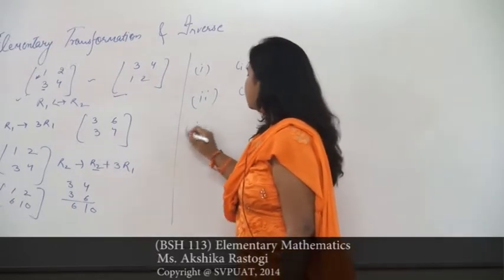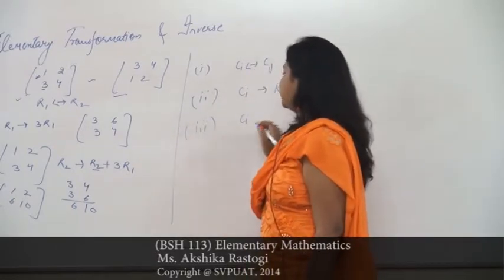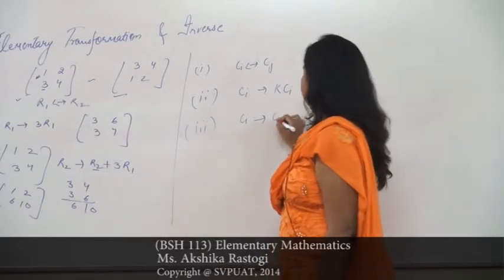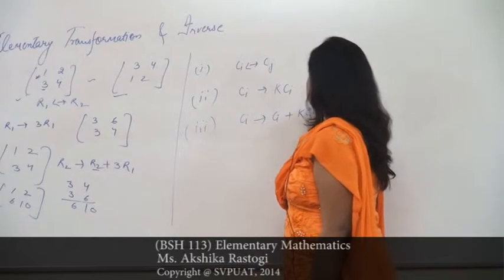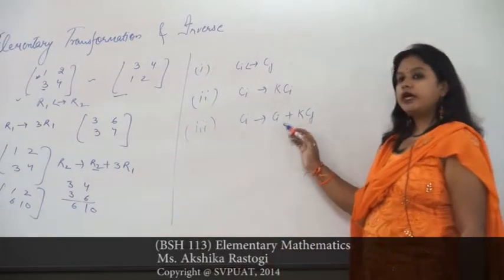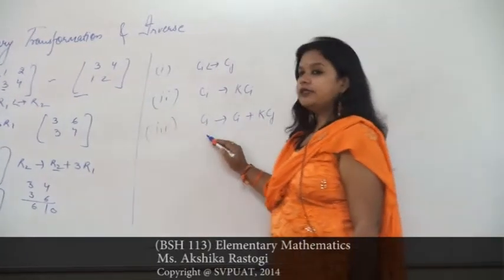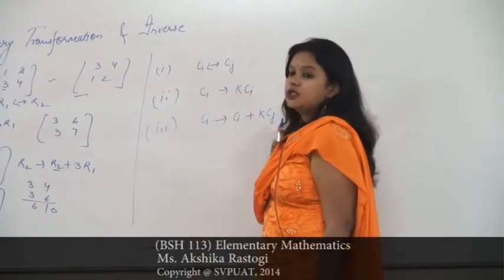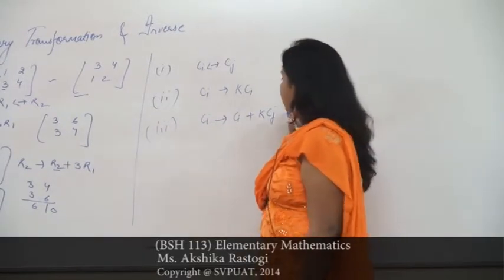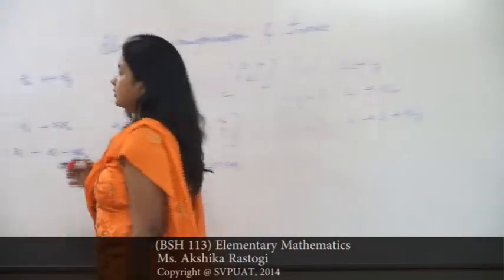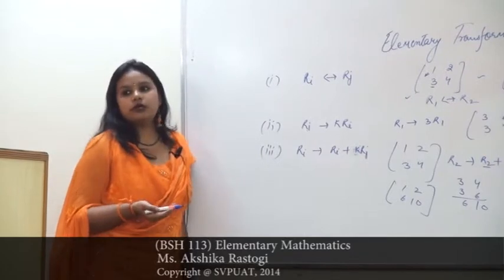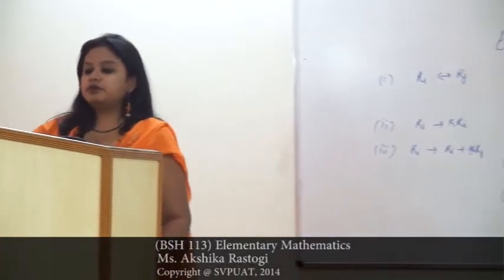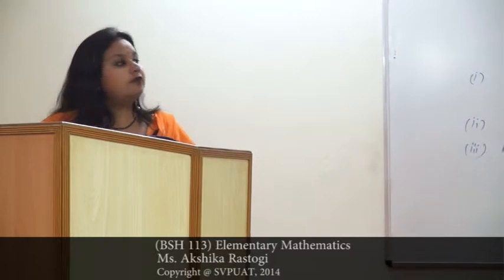Our third transformation is Ci plus k Cj. What does it mean? We apply a transformation in the ith column, and we multiply the jth column by a constant k and add it. So these are basically the three transformations, and they are similar for columns also. We can apply them wherever we find it fruitful.